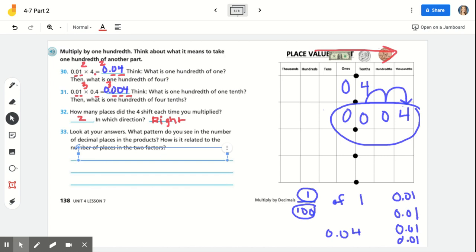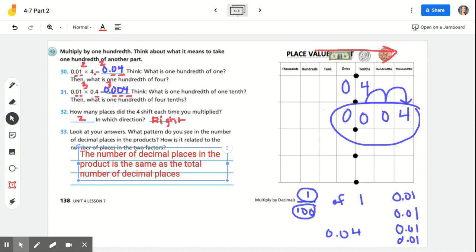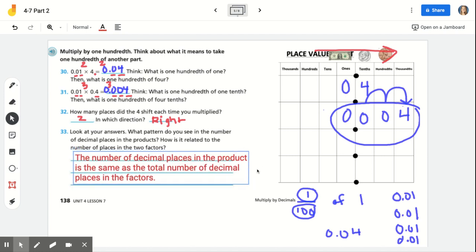We're going to write out that rule again. Go ahead and write it in with me. The number of decimal places in the product is the same as the total number of decimal places in the factors. The underline: count for both factors, underline the product, that needs to be the same number. Do you have this in your book? The number of decimal places in the product is the same as the total number of decimal places in the factors.